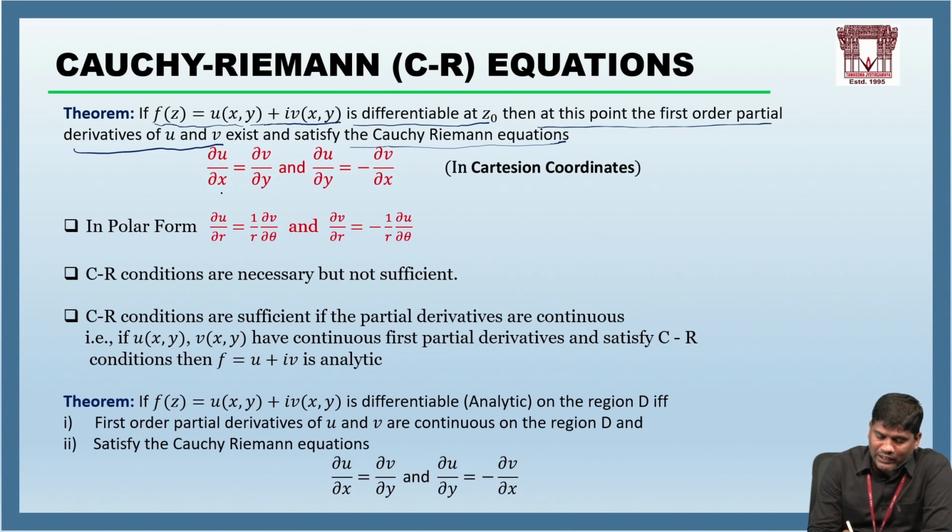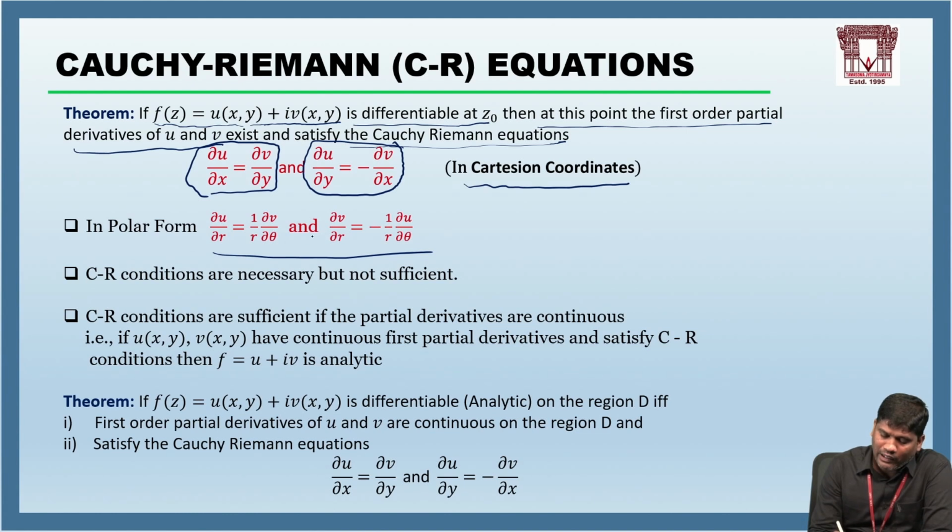The Cauchy-Riemann equations are dou u by dou x equal to dou v by dou y, and the other one is dou u by dou y equal to minus dou v by dou x. These are the Cauchy-Riemann equations in Cartesian form. In polar form, dou u by dou r is equal to 1 by r into dou v by dou theta, and dou v by dou r is equal to minus 1 by r into dou u by dou theta. These are the Cauchy-Riemann equations in polar form.